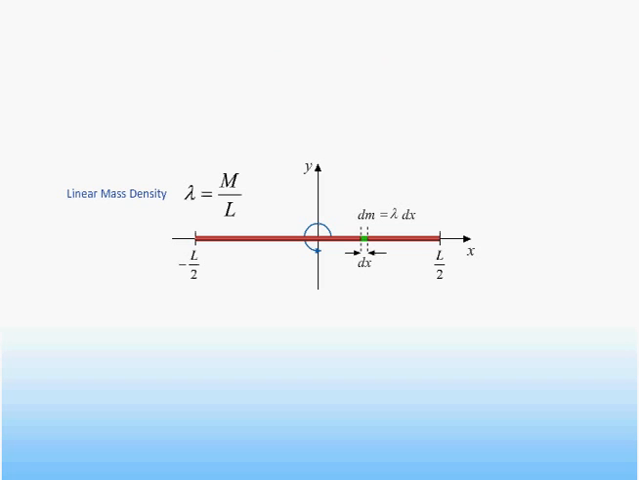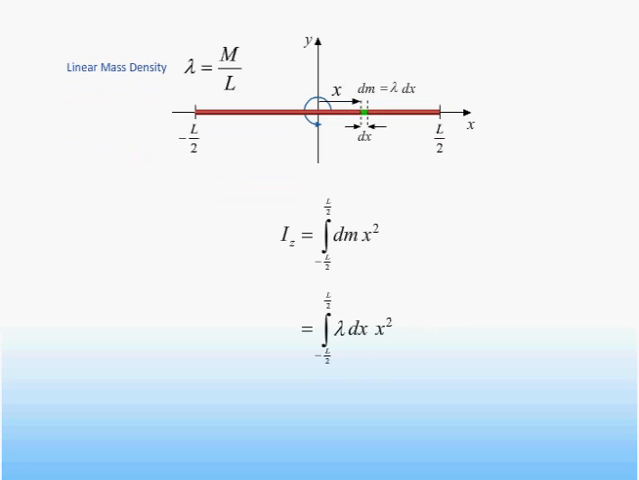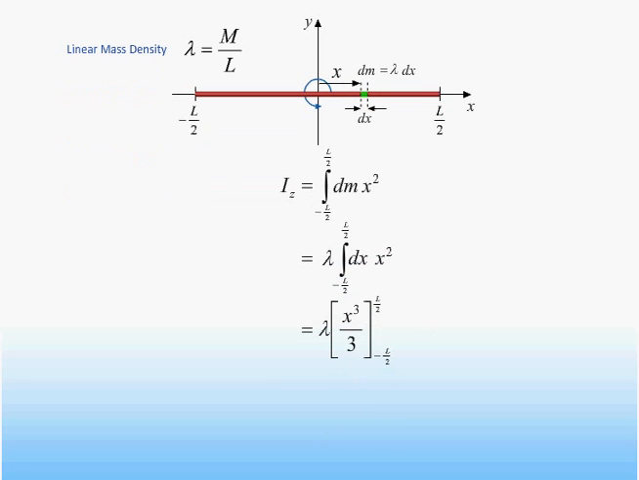The contribution to the moment of inertia from such an infinitesimal piece of the rod located a distance x from the origin is just equal to the product of its mass and the square of its distance from the axis, x squared. To find the total moment of inertia, we integrate over the length of the rod. The mass density can be taken outside the integral, and we are left with the integral of x squared, which is just x cubed over 3. Evaluating this expression between the limits, we obtain the expression shown.